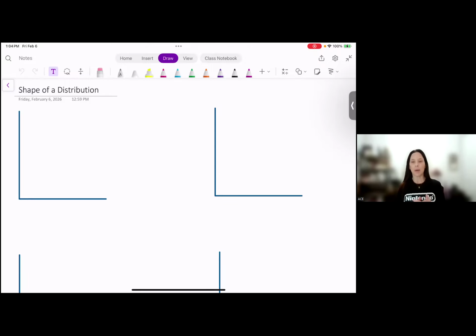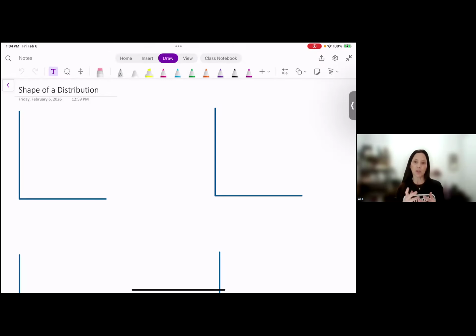When we are learning about univariate data, we typically describe a distribution using the shape, the center, and the spread, as well as any unusual features or outliers. So when we're talking about the center, we typically use the mean or the median. And when we're talking about the spread, we'll typically use the IQR or the standard deviation.